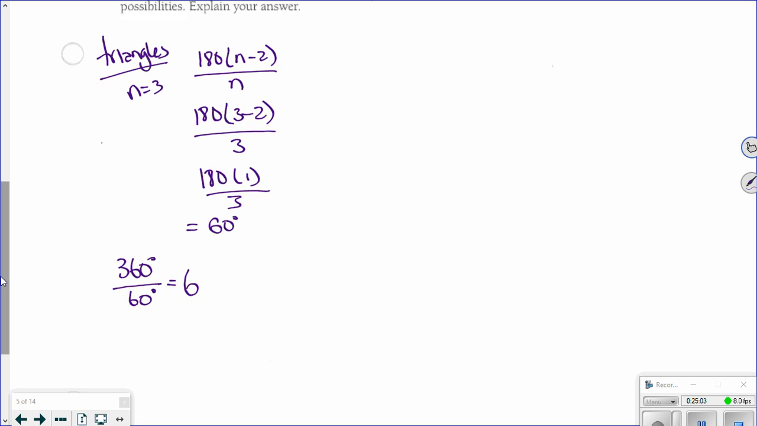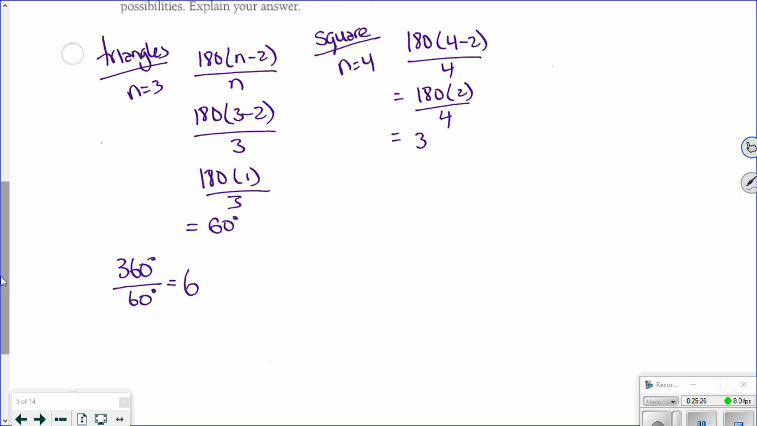We can do the same thing for a square or a quadrilateral where n equals 4. 180 times 4 minus 2 over 4 is going to be 180 times 2 divided by 4. So 360 divided by 4 is going to be 90 degrees. If 90 degrees divides evenly into 360, then I can use squares to go all the way around the point. So 360 divided by 90 equals 4.